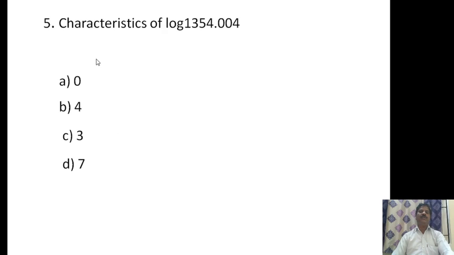Fifth question: what is the characteristic of the logarithm of 1354.004? Option A is 0, B is 4, C is 3, and D is 7. What is the correct option in this question? I will give you 10 seconds. You can choose the correct option.